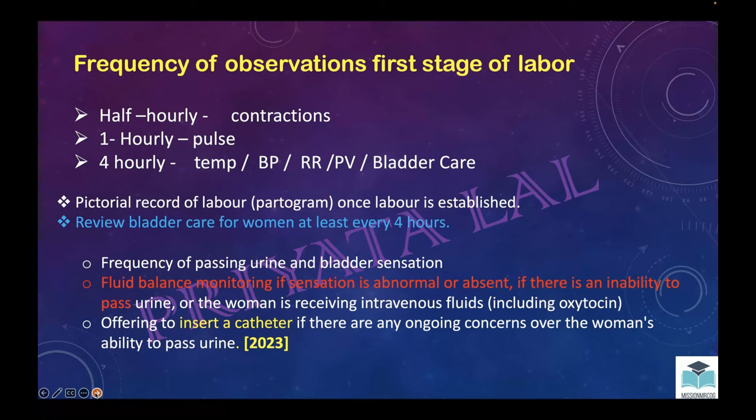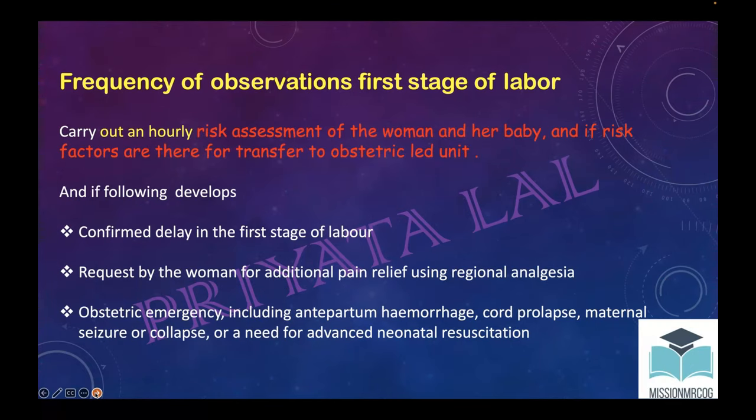Now, how often is the assessment to be done? Usually, a risk assessment has to be done on an hourly basis. In the previous slides I explained the indications for referral to the obstetric unit. The patient may be fine, but during labor they may develop complications such as confirmed delay, meconium, fresh bleeding, or any obstetric emergency. So this kind of risk assessment has to be done hourly, so that the patient can be shifted to the obstetric unit.